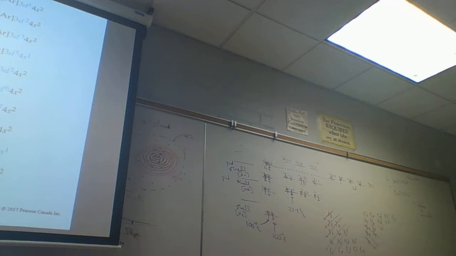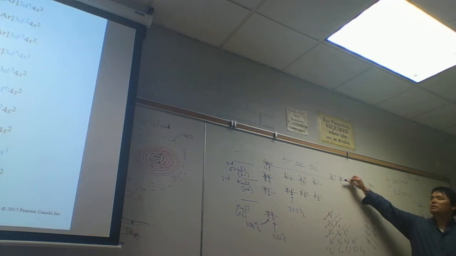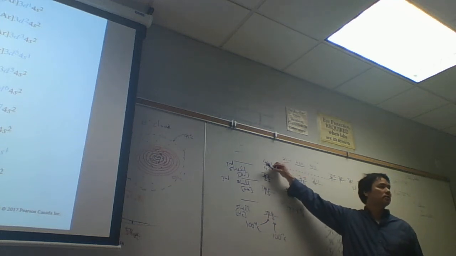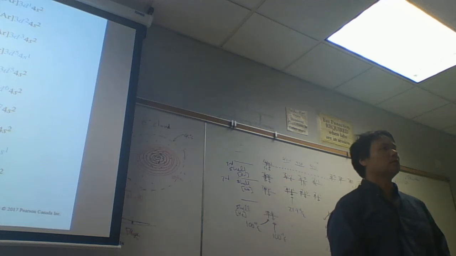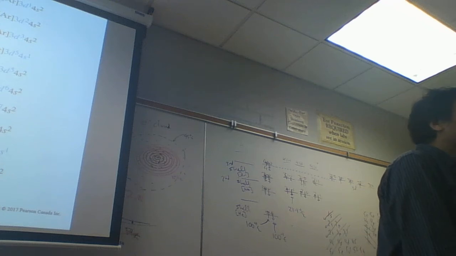Do you know the definition of the valence electron? The valence electron is defined as the outermost electron. What is the outermost electron here? Is the outermost electron the 3d? It certainly is in terms of energy. Or is the outermost electron the 4s? Which one is the outermost electron, the 3d or the 4s? The 4s is the outermost electron.